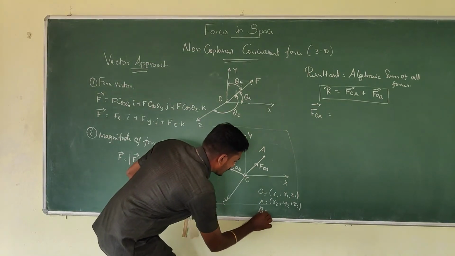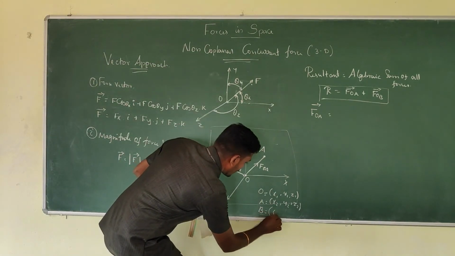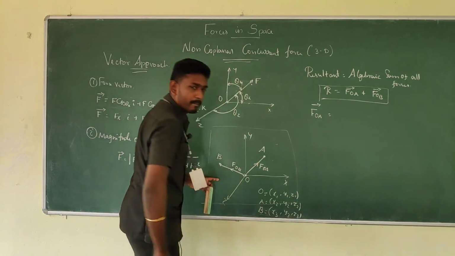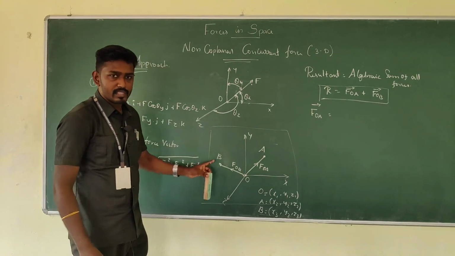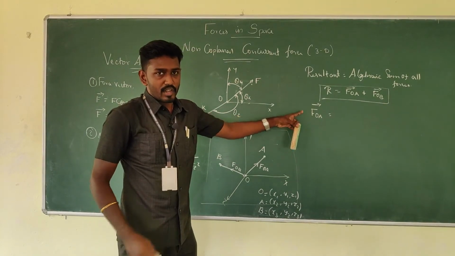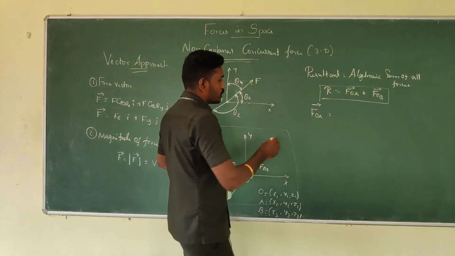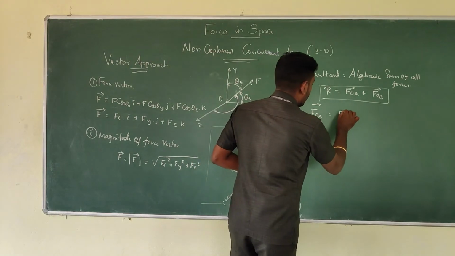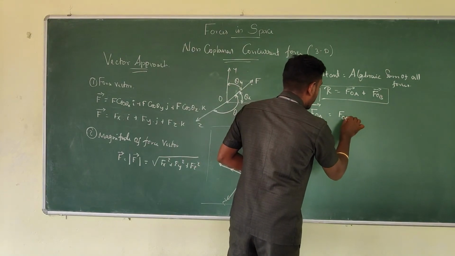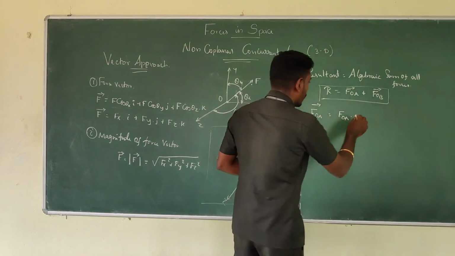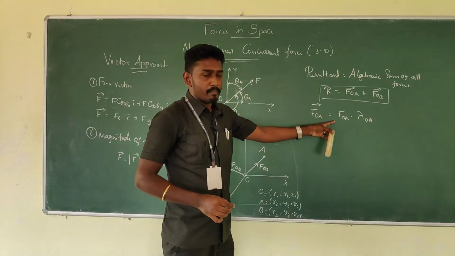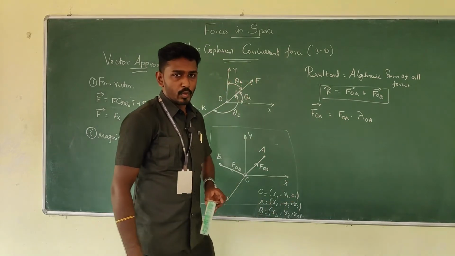And for B, I am going to take the coordinates x3, y3, z3. Okay, let it be. It is in space, something like this arrangement. So the F vector is nothing but, when your force is between 2 points, we need to take the formula: magnitude of the same FOA vector, product of the unit vector OA. It's a product of the magnitude of the force vector into the unit vector.